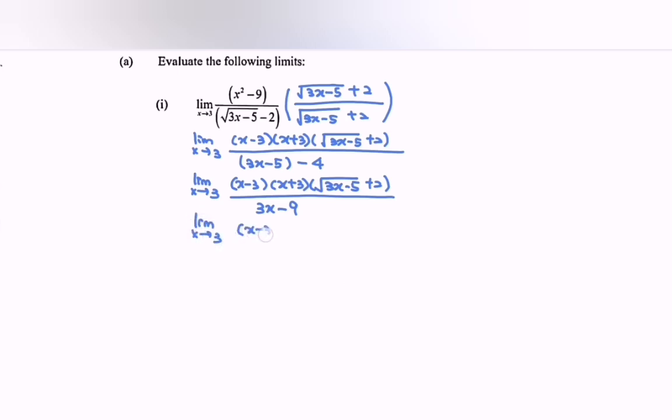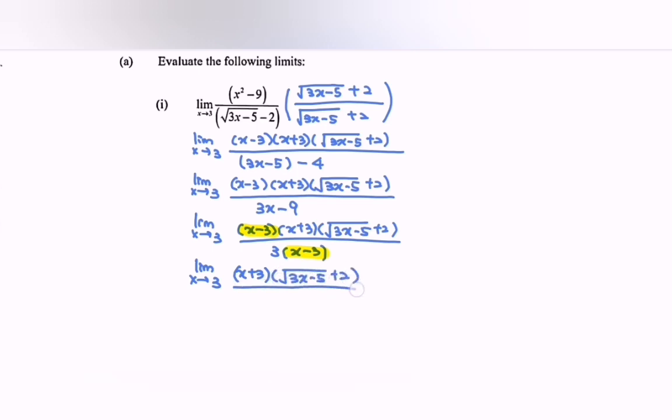Limit as x approaches 3, we have x minus 3, x plus 3, multiplied by square root of 3x minus 5 plus 2, over 3, x minus 3. Notice that we have common terms, so we can simplify. Limit as x approaches 3, we have x plus 3, multiplied by square root of 3x minus 5 plus 2, over 3. Kindly substitute.